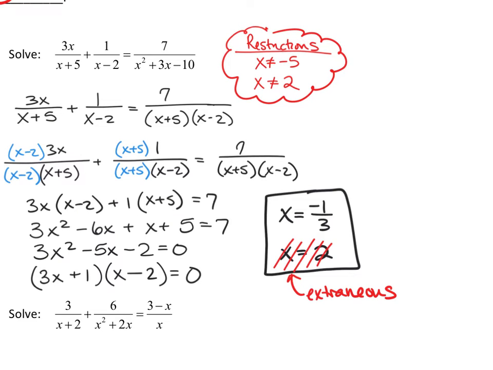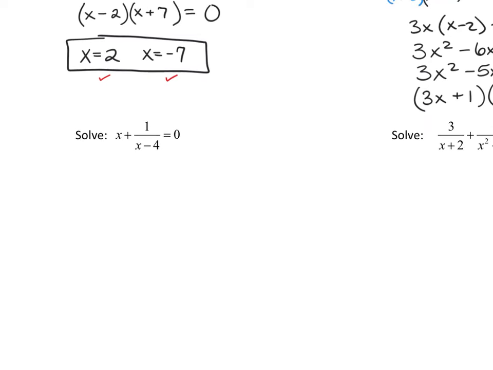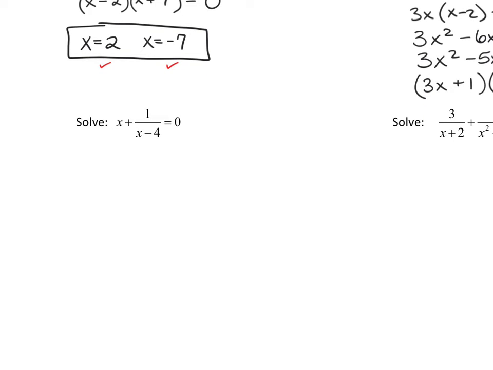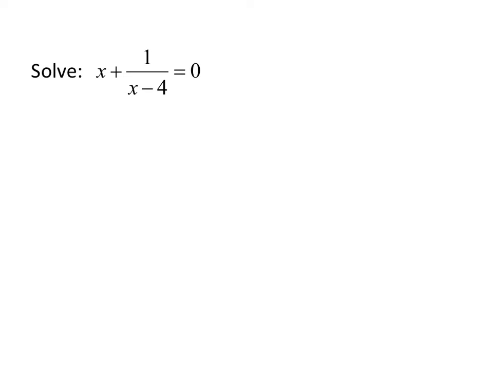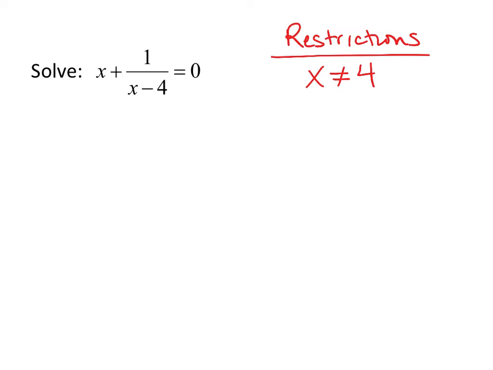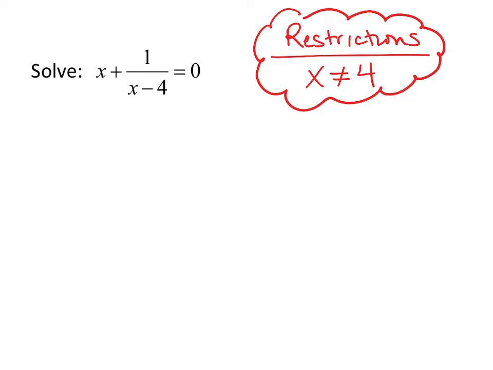Fabulous. Let's see another example here. So we want to solve this rational equation. First thing we think about when we have a rational equation is that, hello, denominators cannot be equal to 0, so we have some restrictions. Since we have a denominator of x minus 4, we're going to say that x cannot be equal to 4 because that would make that denominator 0 and thus basically break this function.